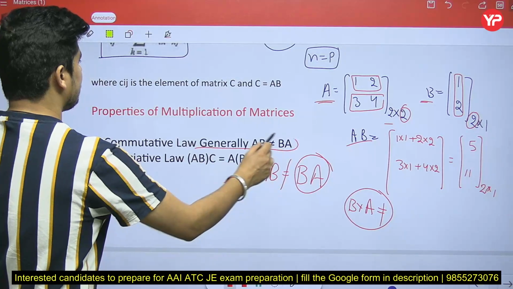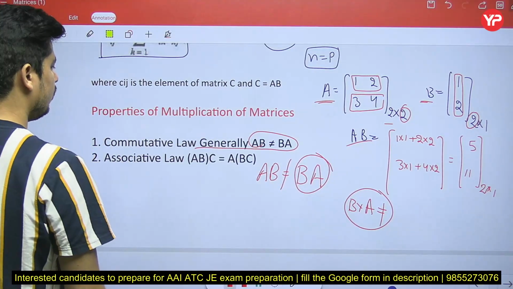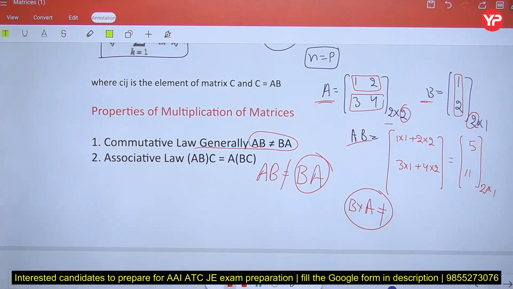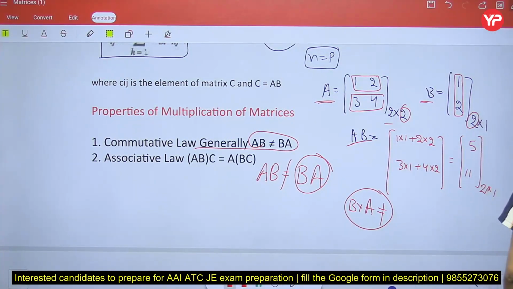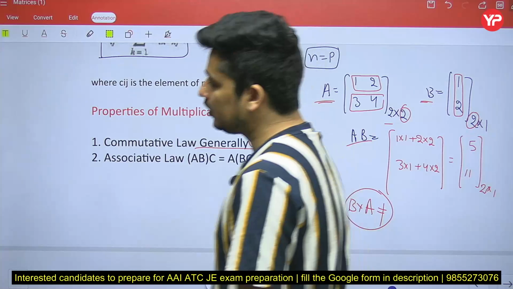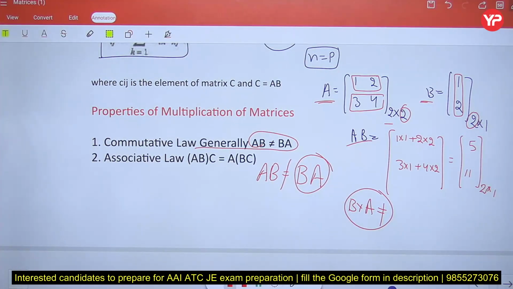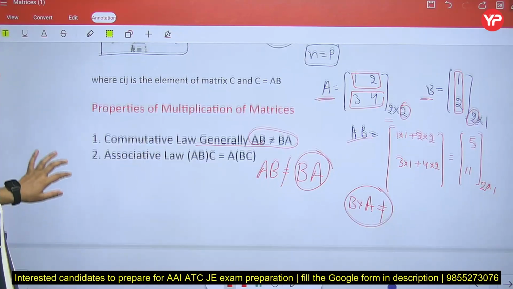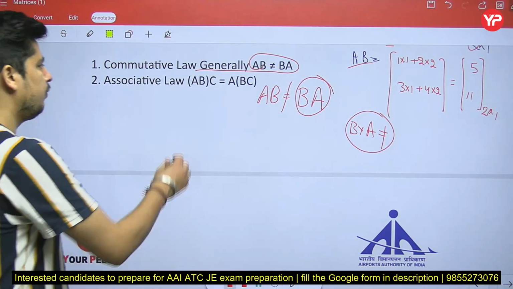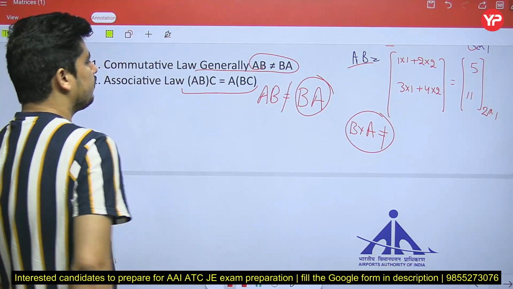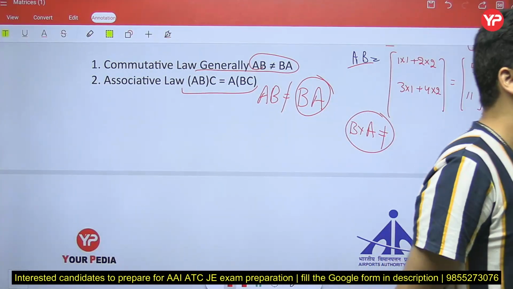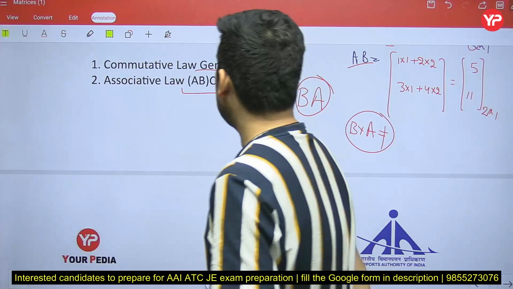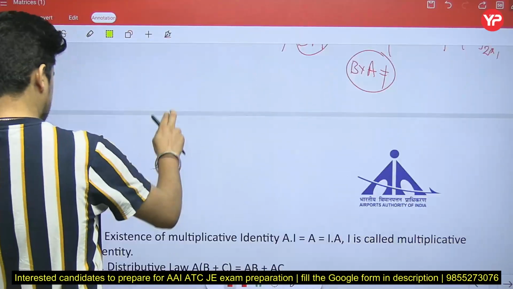Commutative law: generally, matrix multiplication does not follow the commutative law, because A into B does not equal B into A. Maybe in some cases it will hold, but not for all cases. Associative law: yes, it follows. When you perform A into B and then multiply that with C, it equals performing BC first and then multiplying A with it.